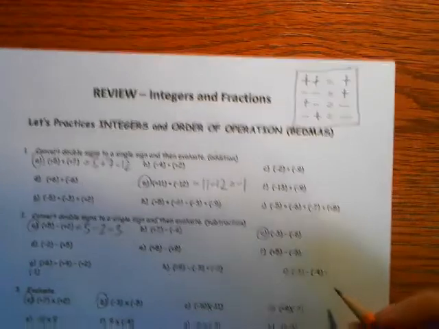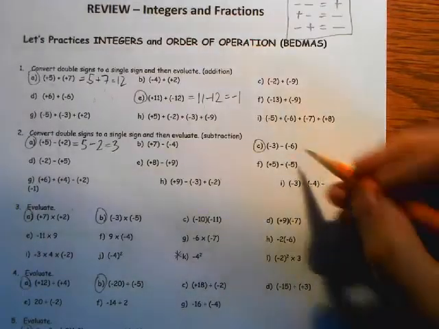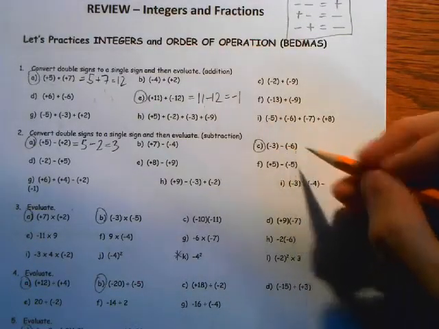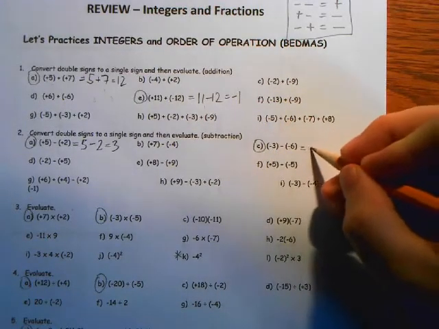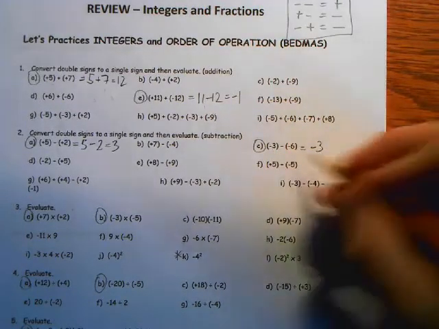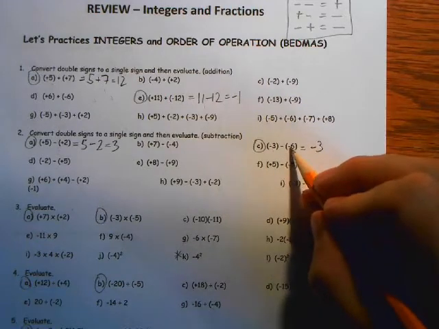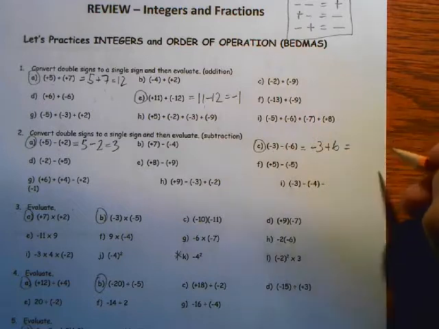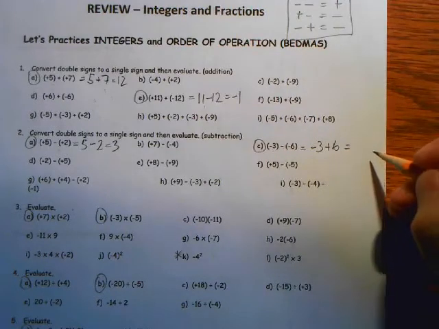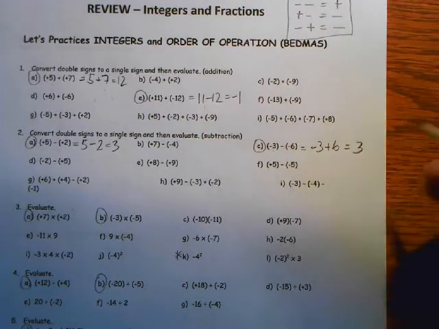Okay, this one over here, we've got a negative 3 minus a negative 6. So this time I can't drop the negative, but I can drop the bracket. So negative 3, and I have a minus a negative, that turns into plus. So negative 3 plus 6 is positive 3, so I just leave that as 3.